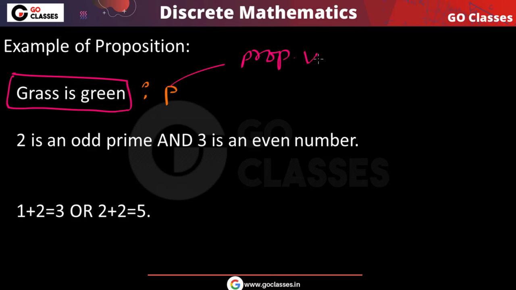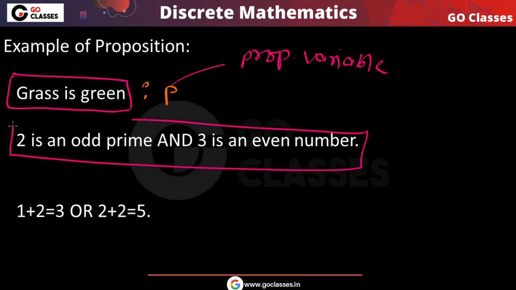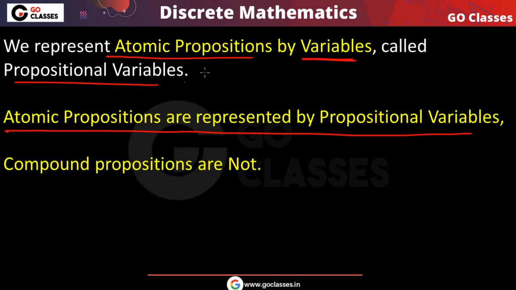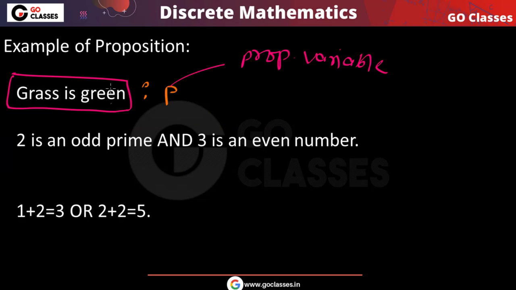Now remember, this is also a proposition, but this is a compound proposition. So we don't represent a compound proposition by a propositional variable, don't do this. Why? Because propositional variables are used to represent atomic propositions. Atomic propositions are represented by propositional variables, but this is a compound proposition.